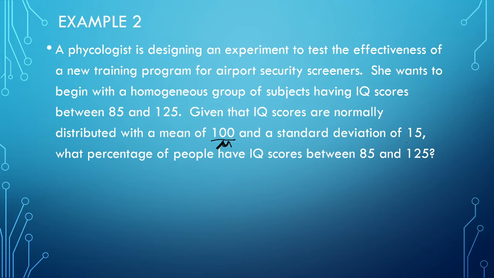The standard deviation is 15, which is also true. They're made to have a standard deviation of 15, so all this is accurate in actual life too. What percent of people have an IQ score between 85 and 125?